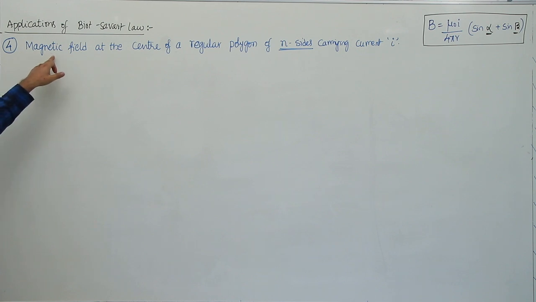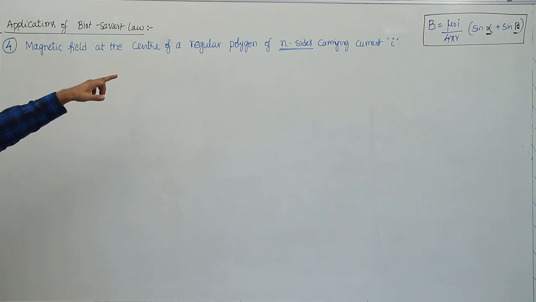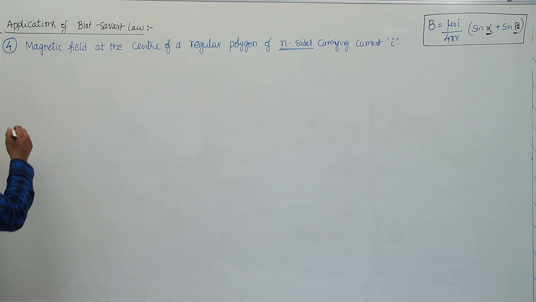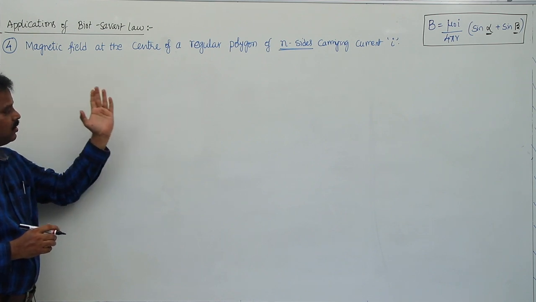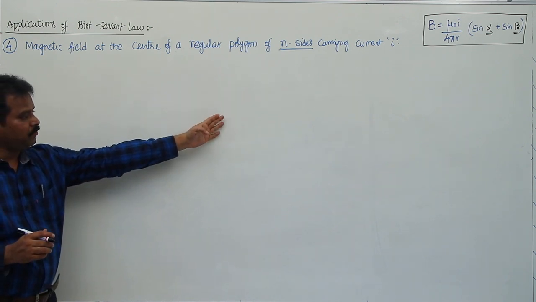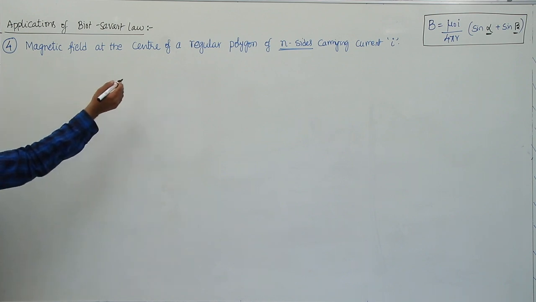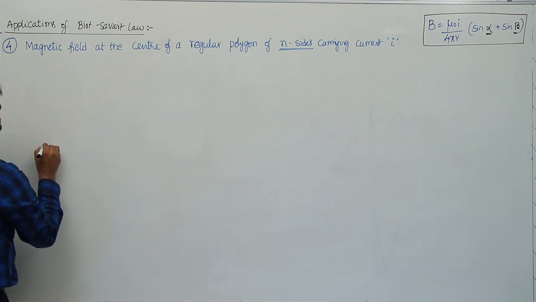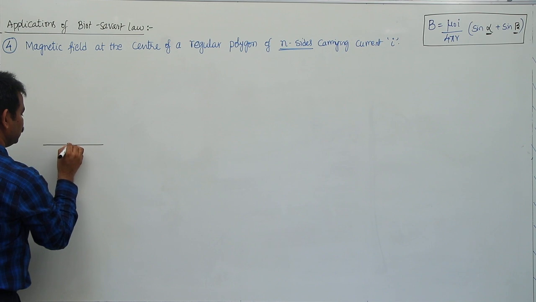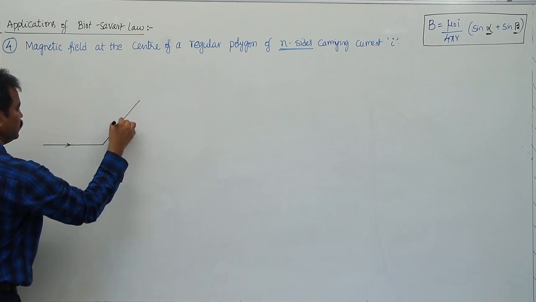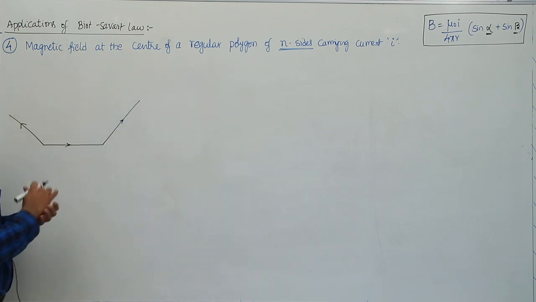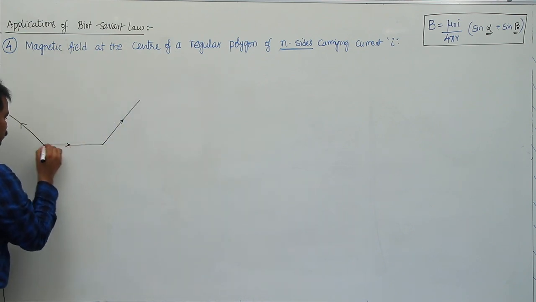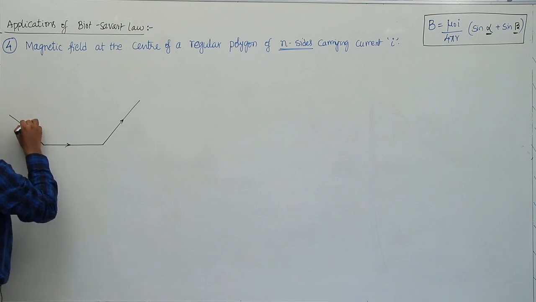Now the fourth one, the magnetic field at the center of a regular polygon of n sides carrying current I. So here, just now we derived the expression for the magnetic field at the center of a triangle, center of a square, center of a hexagon like this. Now I am going to increase the sides of the polygon. So now I am going to take one polygon which is carrying current like this. So it has so many sides. Once again it may be 8, 10, 15, whatever it may be. So the current flowing through this is I.